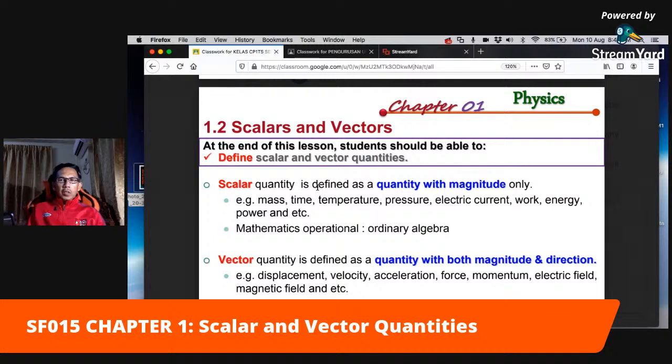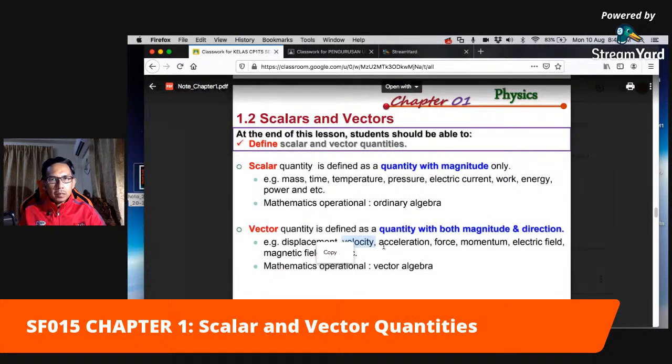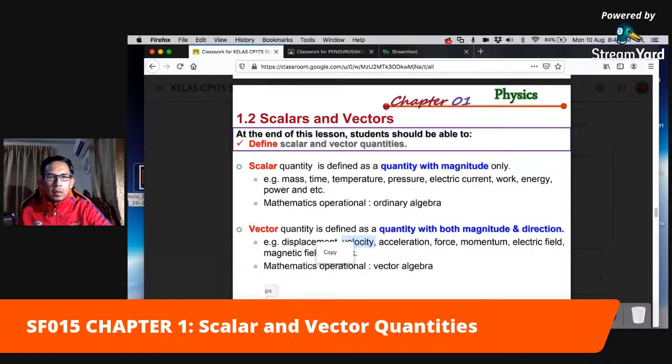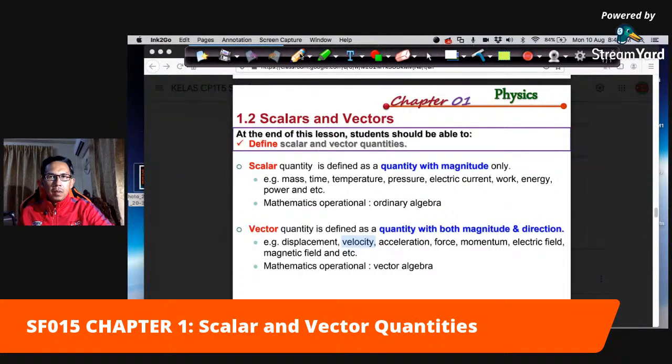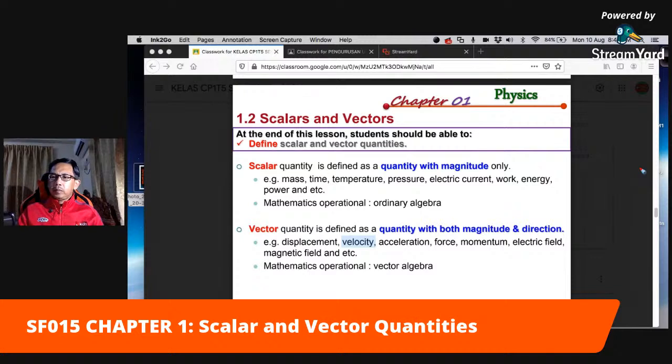So first, if you look at the lecture note here or screen here, subtopic 1.2, right? So saya akan menggunakan pen. Okay, subtopic 1.2 for chapter 1, Scalar and Vector.